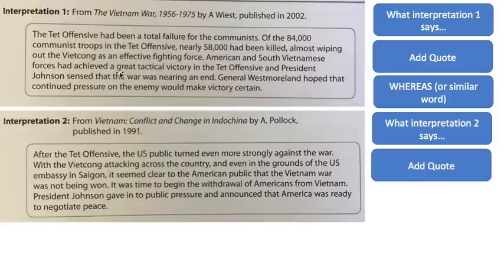It was a great victory in terms of military and tactics because of all of the Viet Cong that were killed. Interpretation 2, though, focuses more on how the Tet Offensive caused a reaction back in America and how the American public turned against the war. So it was a bit of a strategic victory for the Viet Cong because it caused the American public to step up their campaign and gain more support to try to force the politicians to end the war in Vietnam.